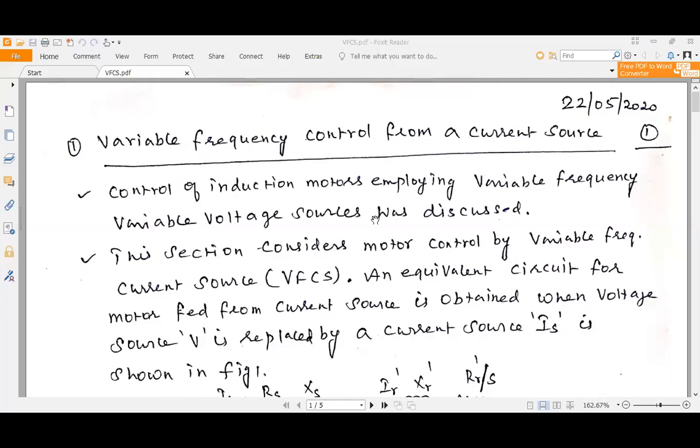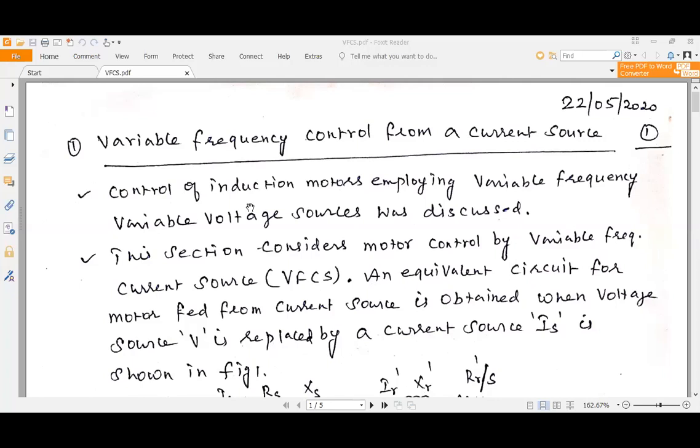Previously we controlled the induction motor by providing variable frequency and variable supply voltage with the help of a voltage source inverter. In this section we are going to discuss variable frequency control from a current source. This is the topic that we are going to discuss.